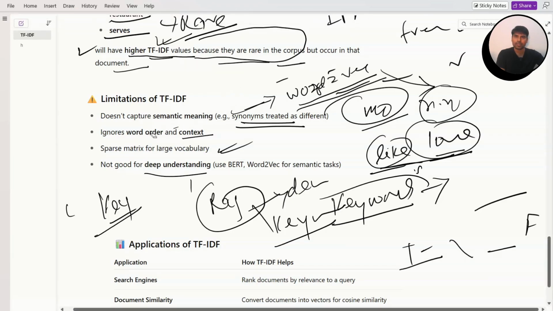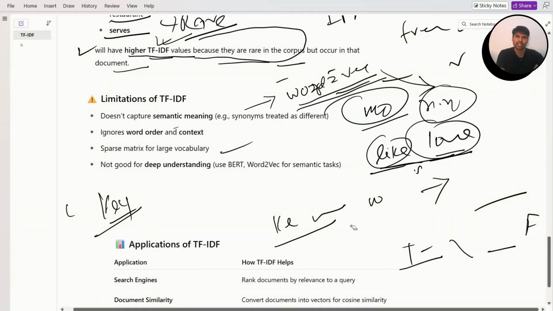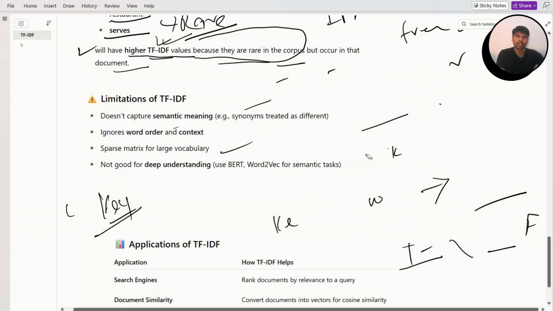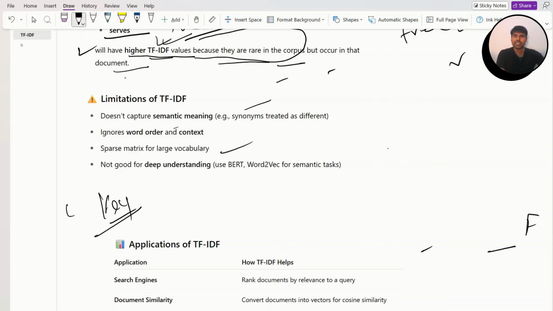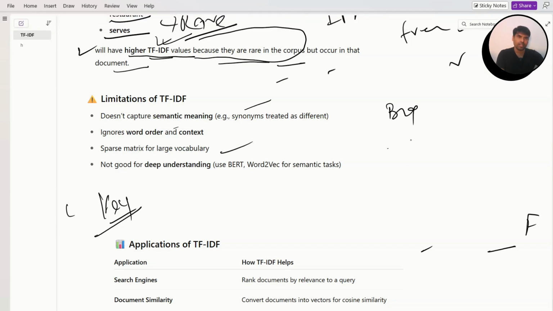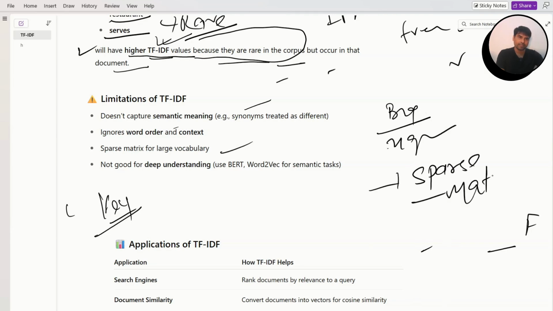It is not able to capture semantic meaning or contextual meaning. Another problem is the result of this model. If you apply it on your given text, just like bag of words and n-gram, which we have already seen, it also creates a sparse matrix. The result will be a sparse matrix, which consumes a lot of memory space. You will see a lot of zeros.